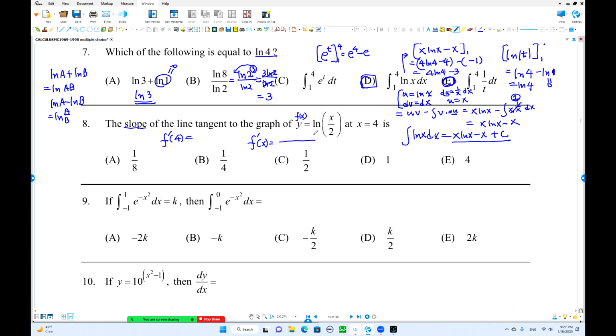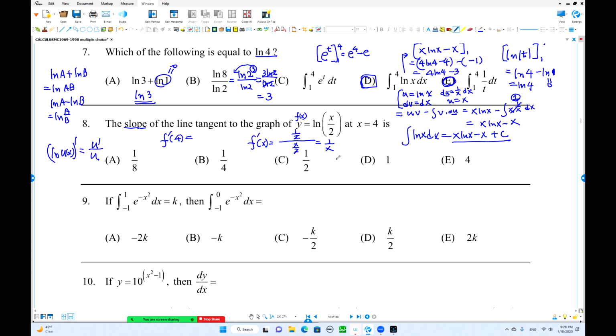Do you remember? The derivative of ln u, where u is a function of x, equals u prime over u, right? You have to memorize this one. u is x over 2, and u prime is 1 over 2, the derivative of x over 2. And the u is x over 2 there. But this is cancelled out. We get still 1 over x there. So f prime of x is 1 over x.